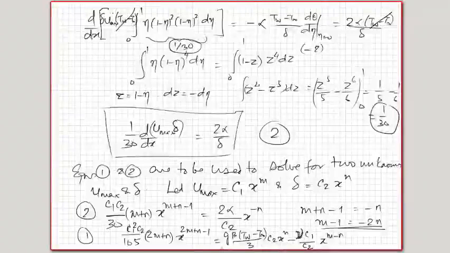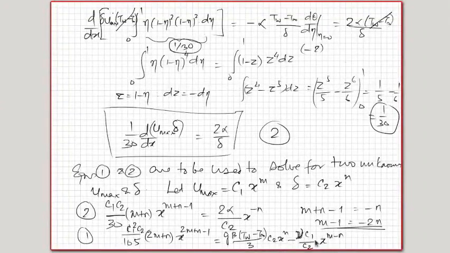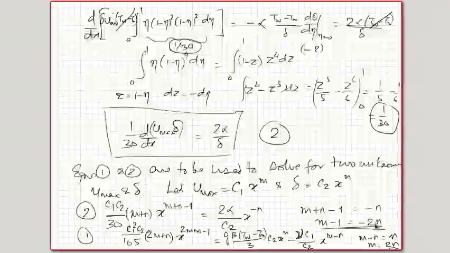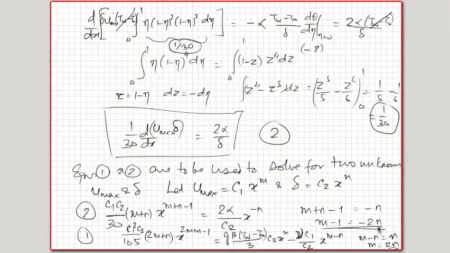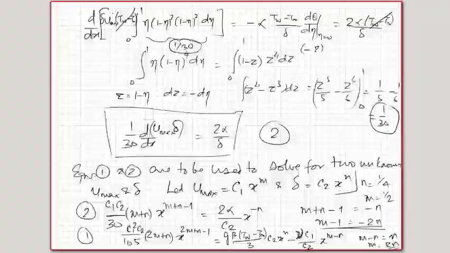So if I equate the powers, I get from here m minus n is equal to n, because this is equal to this. So m is equal to 2n. So if I use m is equal to 2n in this, 2n minus 1 is equal to minus 2n. So 4n is equal to 1. So n becomes 1 by 4. And since m is 2n, m becomes half. So what do you get here? This comes to x to the power of half.